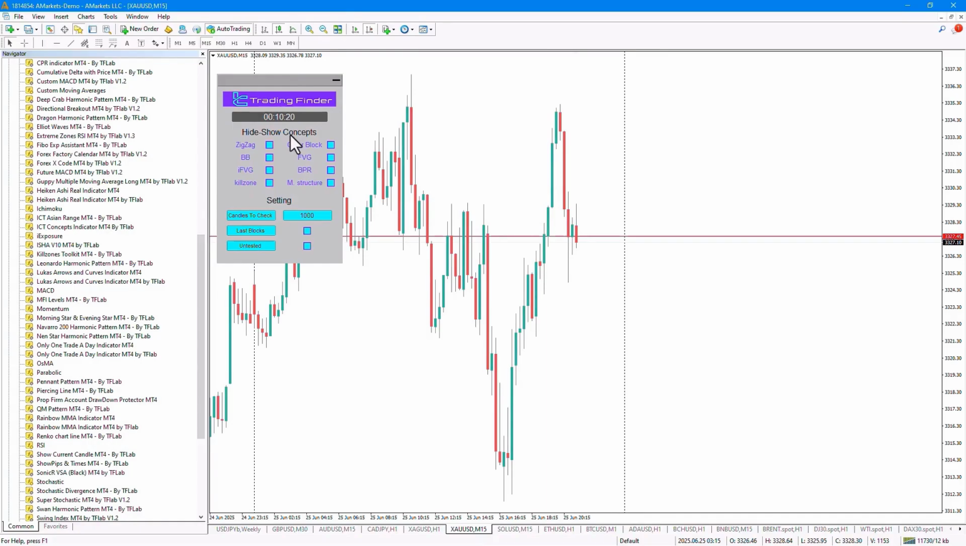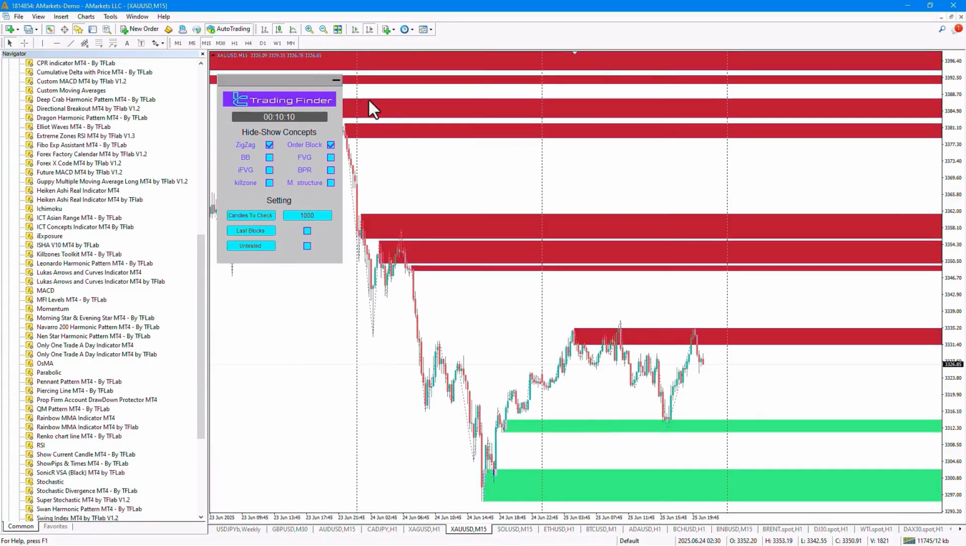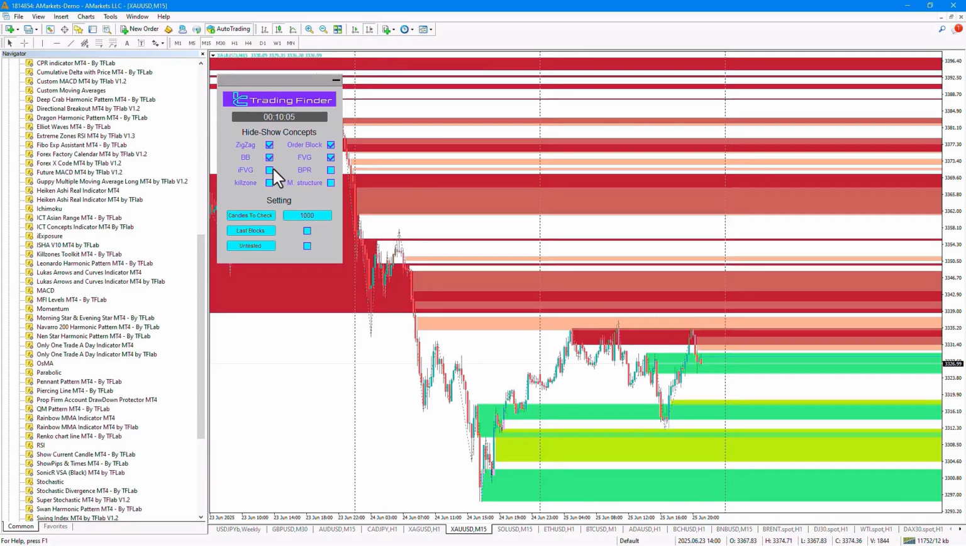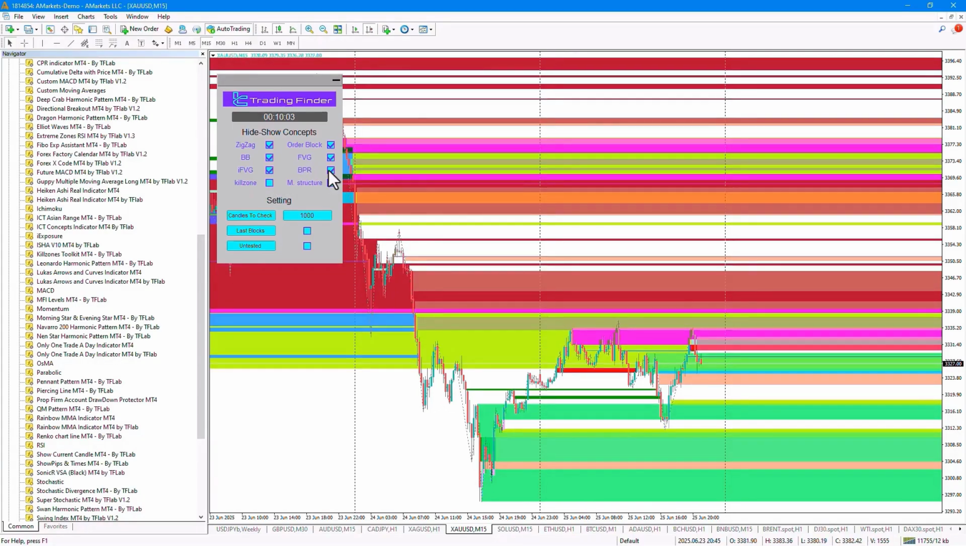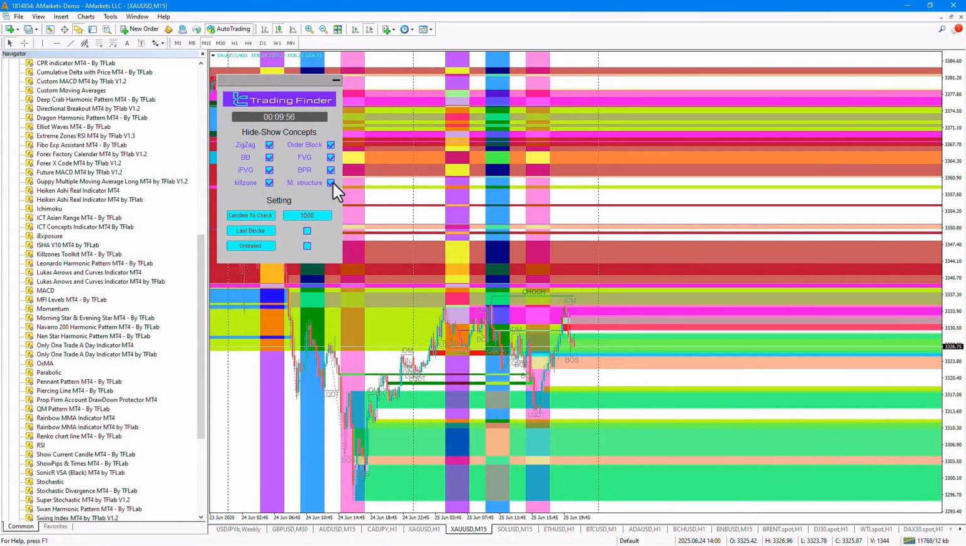At the bottom section of the panel, there are various statuses, including the display status of zigzag lines, order block zones, breaker block zones, FVG, IFVG, BPR, Killzone areas, and finally, market structure. In this section, we can enable or disable each of these features.